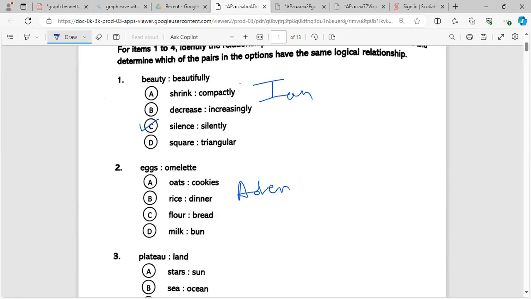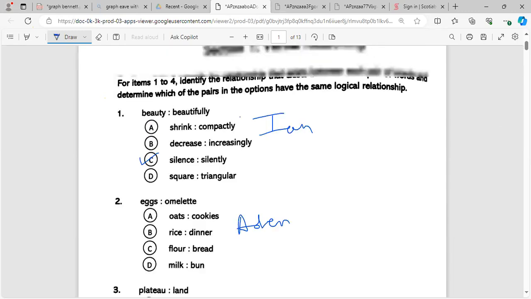Aiden, go ahead. Oh, guys, it's from 1 to 4. So for those who are doing from 1 to 4, it's the same instructions. I'm not seeing your camera. I'm not seeing the share screen. Now I'm seeing it. Aiden, go ahead.